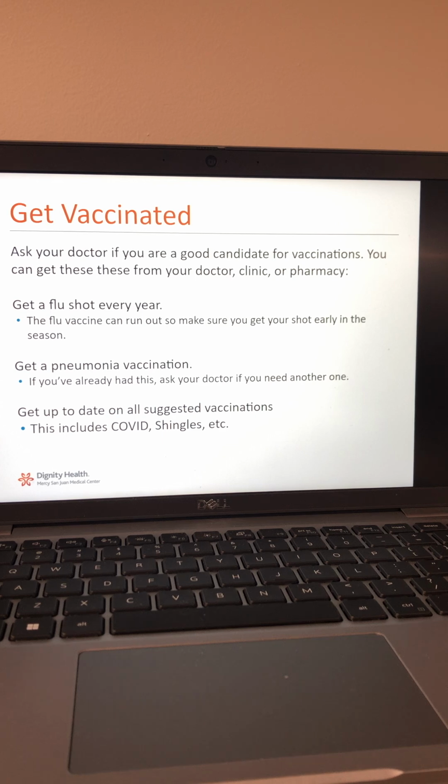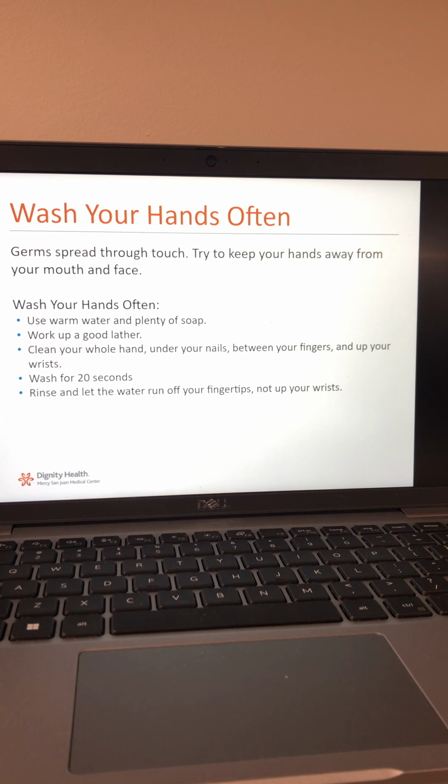Very important. All respiratory diseases, all things that can affect the healthy lung tissue that each and every one of you still have. You're going to want to wash your hands. Germs spread through touch, so you want to try to keep your hands away from your mouth and face. Wash your hands often. You can use gel or hand sanitizer if they're not visibly soiled. But if they are, you're going to want to use soap and wash for at least 20 seconds.